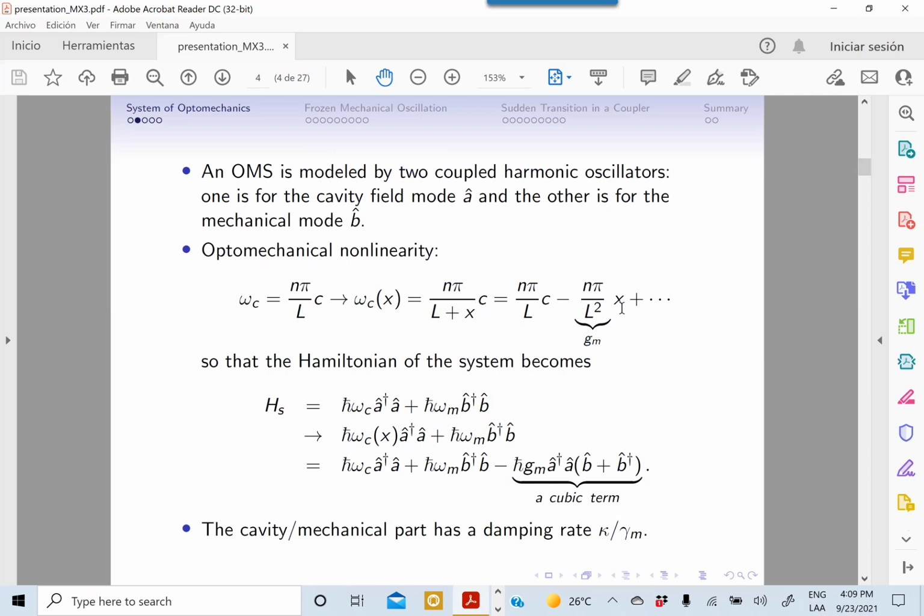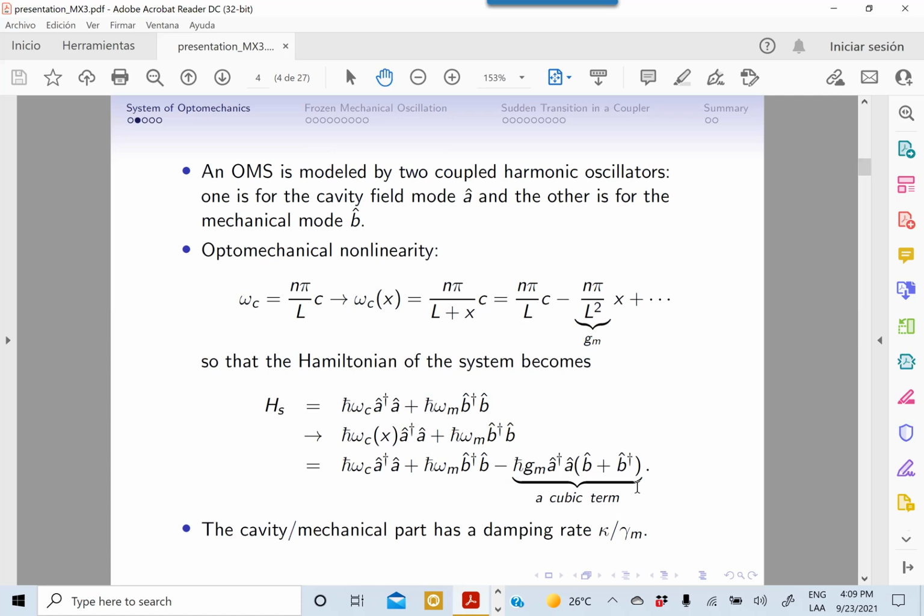Okay, after we get this element, the Hamiltonian of these two oscillators will be deformed a little bit, because omega_c now becomes displacement dependent. We immediately add an extra term, which is a cubic term at last.